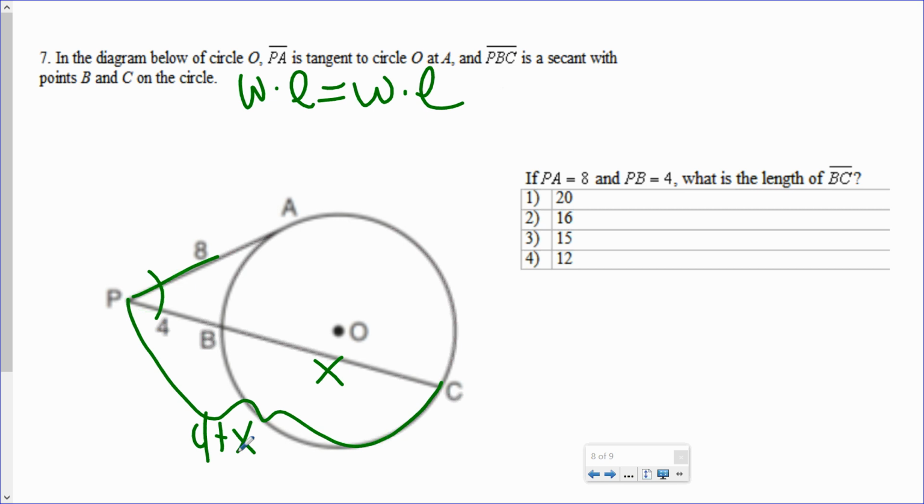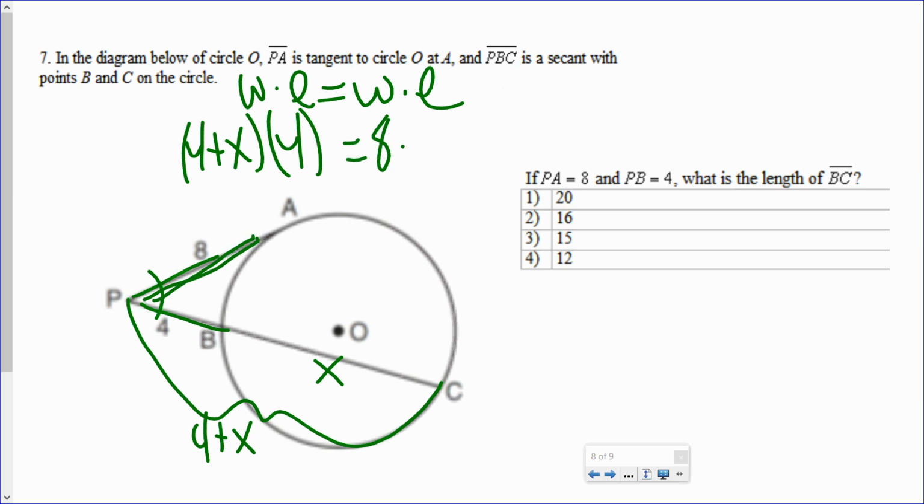So the whole is 4 plus x. What's the exterior piece? 4. The other piece, the whole and the exterior, are both 8. So again, you might have to add or subtract pieces together. You might have to add together to find the whole or subtract to get the exterior.